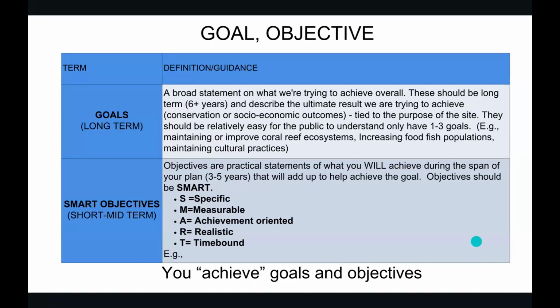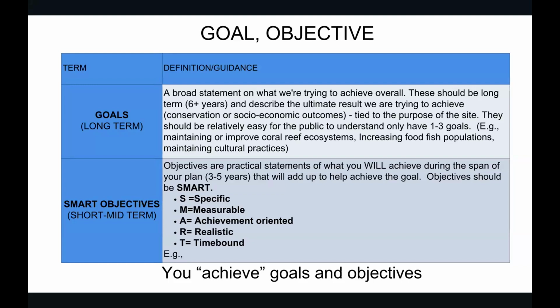Then we get into objectives, and these are practical statements of what you're going to achieve during the span of your plan. It's like 3 to 5 years. What are you going to do and achieve that's going to help you get to that goal? And objectives should be SMART, meaning they should be specific. So you want to be kind of detailed about what you're trying to do, not general. Measurable, you want to be able to know if you've succeeded in this by having some measure in there.